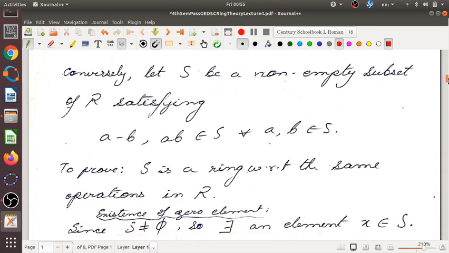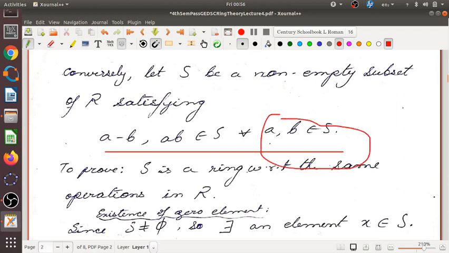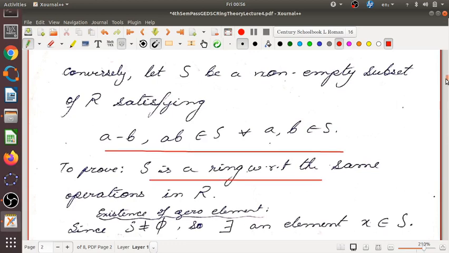Conversely, let S be a non-empty subset of R satisfying these two properties. Okay, S is any non-empty subset which satisfies these properties, that whenever you take A and B inside S, you also have A minus B and AB inside S. Okay, so let us prove it. To prove S is a ring with respect to the same operations as in R.